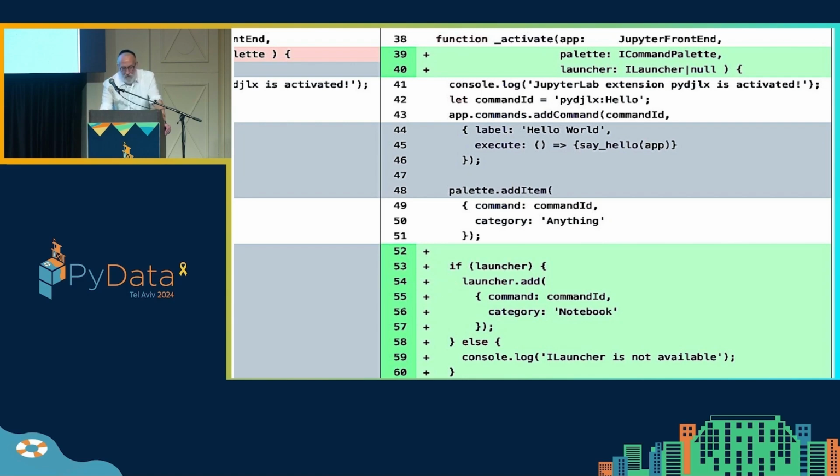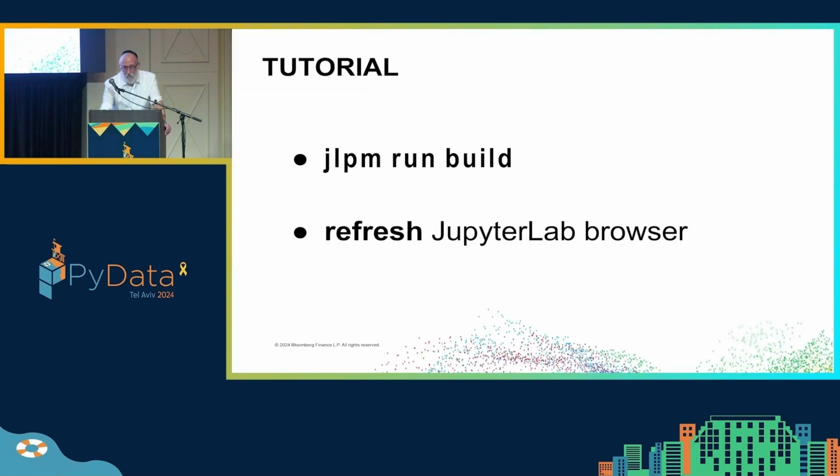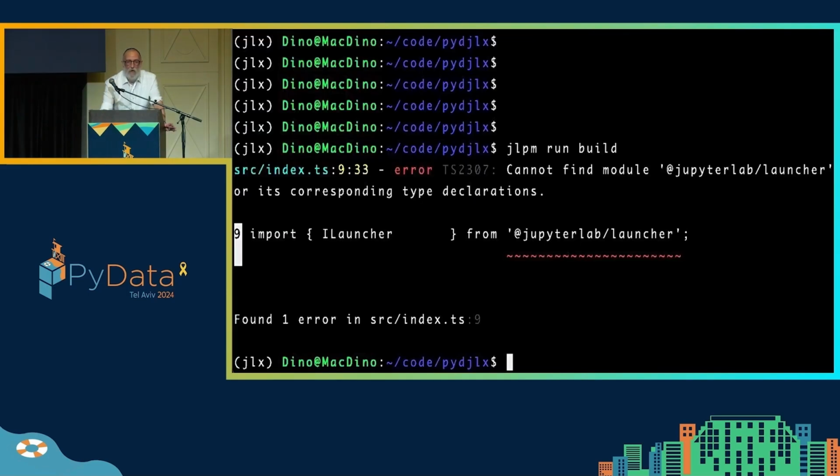Pass in the command ID, specify a category of notebook, so it's near the top. And notice, though, I have to wrap this in an if ILauncher because maybe the launcher is not there. If it's not there, I'm just going to write to console.log, ILauncher is not available. So now we're going to run the build, refresh the browser, and when we run the build, we get an error. What's the error? Can't find the module @jupyterlab/launcher.